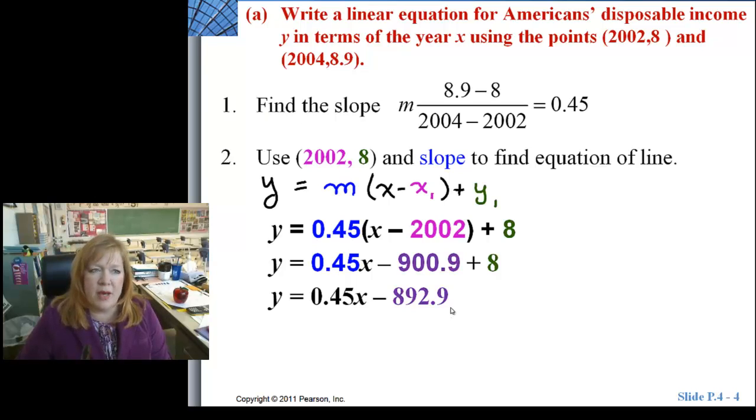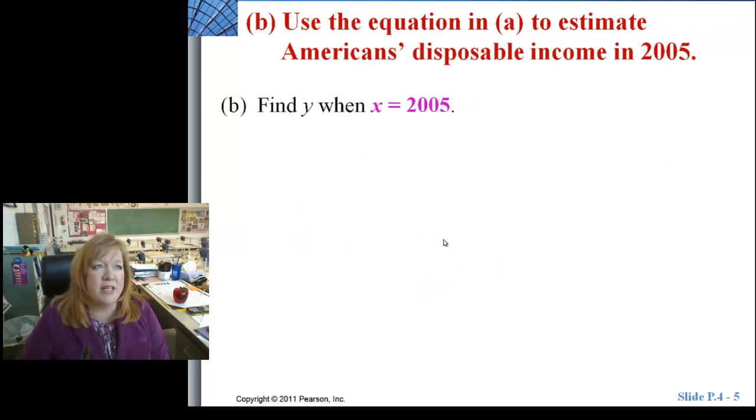And what we can do with this model is we can put it in our calculator, we can graph it, we can say what if when the year is 2100, what will happen with America's disposable income if the trend continues as it is.